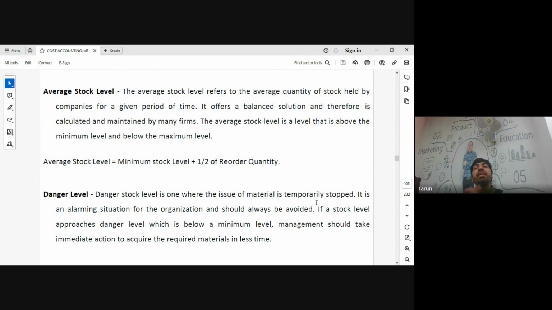So if the minimum level is 40 and the maximum level is 75, the average stock level is between 40 and 75, right? So what is the formula? The mathematical formula of the average stock level is the minimum stock level plus half of the reorder quantity. Reorder quantity and the minimum stock level will be given in the particular question. So accordingly, you have to use this formula to calculate the average stock level.